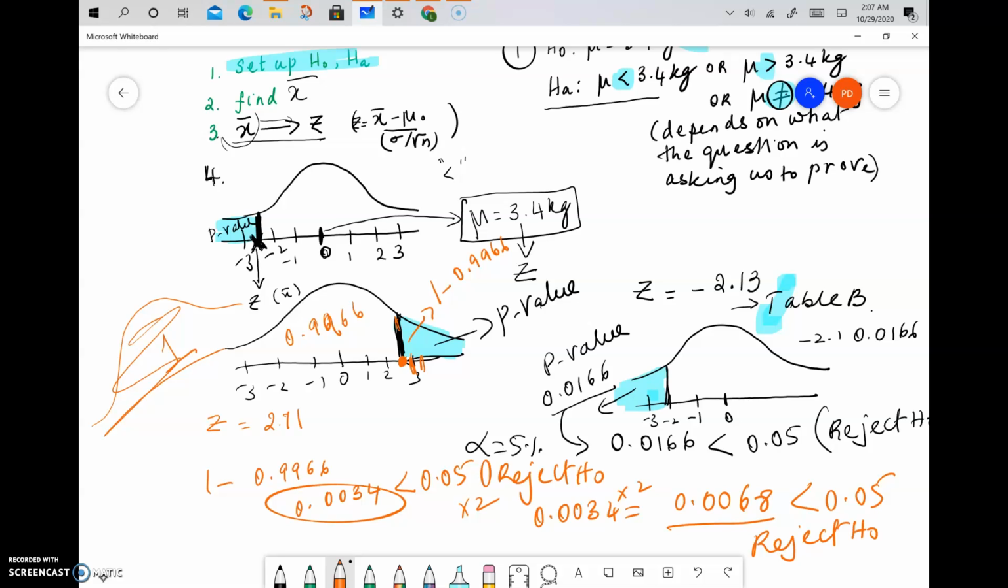H naught is something that we are going against. Remember that. We're trying to prove that mu is either greater than or less than or not equal to, and therefore it's completely against the null hypothesis, which is mu equal to 3.4.